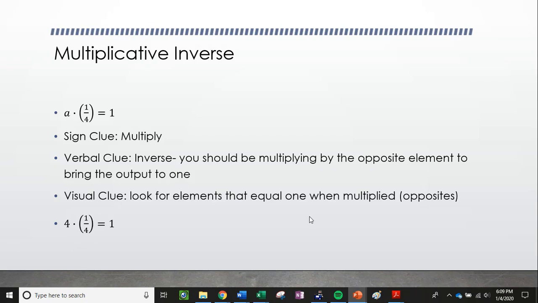The goal with multiplicative inverse is to have the whole problem equal 1. What do I have to multiply the element by to equal 1? I have to multiply it by its opposite. If I had 20, then I would need to multiply it by 1 over 20 to equal 1. Or if I had 2/3, well, what would I multiply 2/3 by to reflect the multiplicative inverse property? I would multiply it by its opposite. 2/3 times 3/2 equals 1.